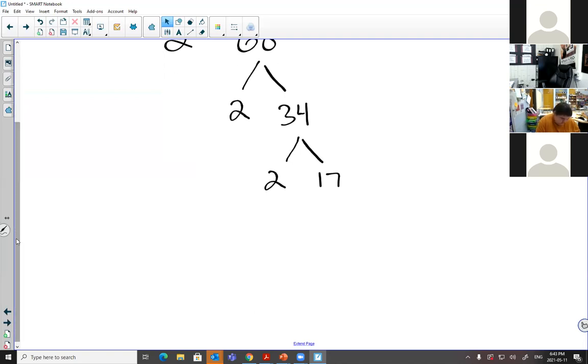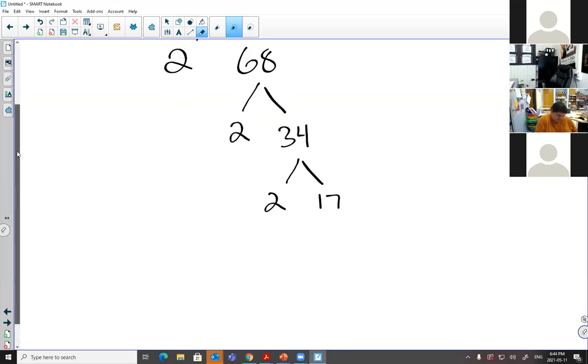Okay. Now 17, here's the kicker. You try 2. No, 2 doesn't go into it. Then you try 3. No, 3 doesn't go into it. Then I try 5. And the numbers that I'm trying are prime numbers. So 5 doesn't work. Now, what do we know about 17 right away? 17 times 1. It's a prime number, right? So with 17, we can stop.